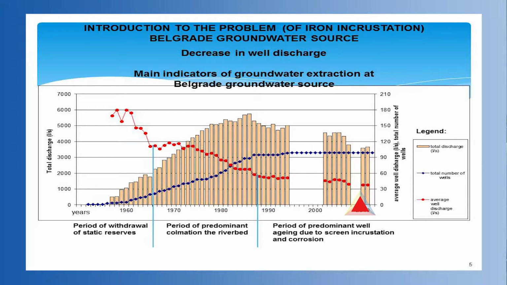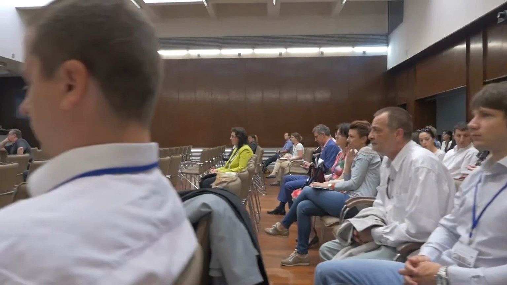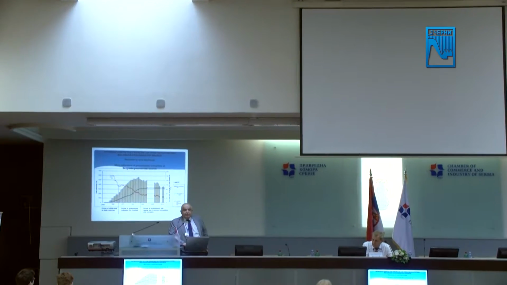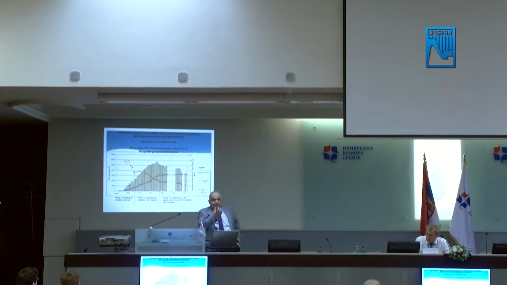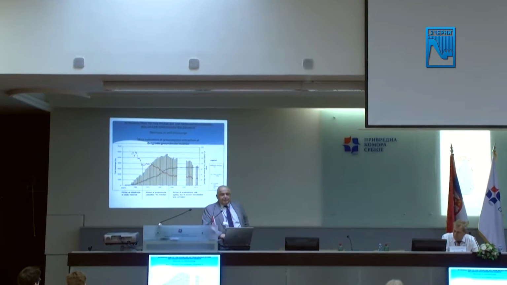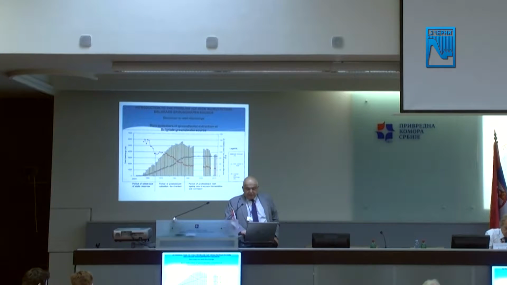What is the problem? The first period was a period of withdrawal of static reserves, understandable. The second was a period of predominant colmation of the river bed because of suspended matters which come into the river bed together with water. And the third period is a period of screen incrustation and corrosion, and therefore losing of capacity of the wells. Now we have corrosionless materials, no problem with corrosion, but problem with incrustation.